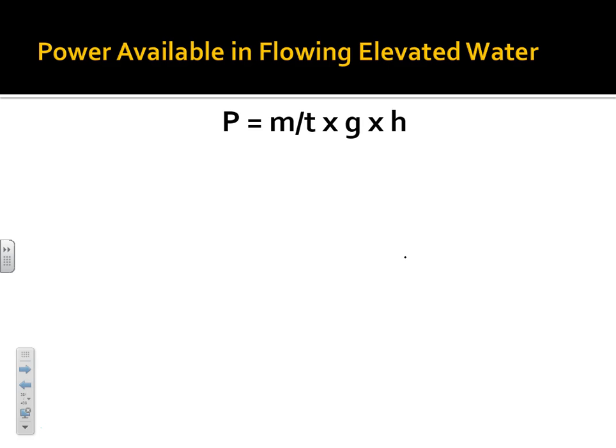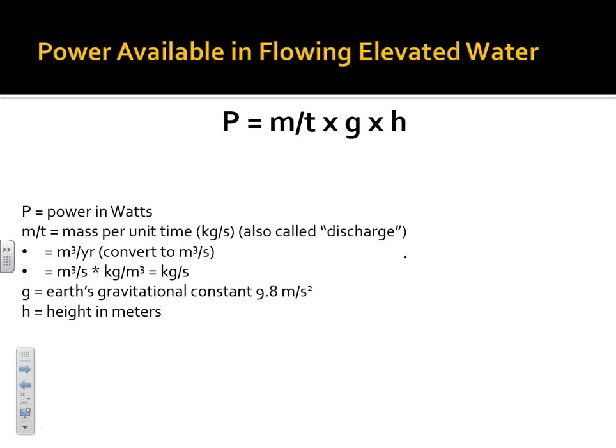Okay, now if we want to look at power, notice the power available in water that's at height. Water flowing over something at height, a waterfall being the most common example. So here's our basic equation. P is power in watts, nothing controversial there. And then this is mass per unit time, so kilograms per second is our SI unit. This is also called discharge, which is symbolized as Q.